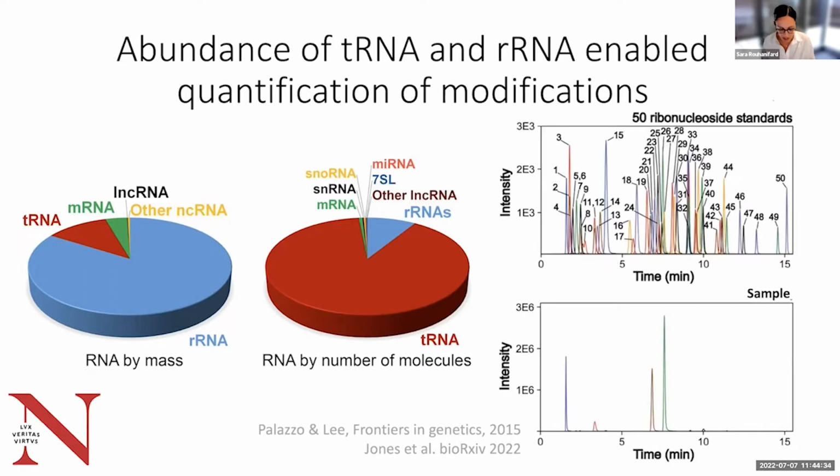For example, the ribosomal RNA can be digested by nucleases down to individual nucleotides and then subjected to LCMS. So what you're seeing on the top right of the screen here is 50 ribonucleoside standards that have been run on LCMS. So each of these numbers is representing an individual ribonucleoside, and then the sample is run below. So based on the retention time and the mass, you can identify which species you're looking at from your ribosomal RNA. So when you compare to the standards, you can get the precise quantification because we have such a large amount of them inside of our cells.